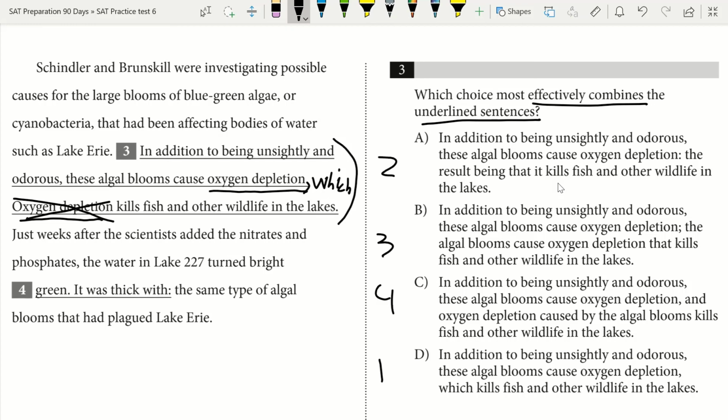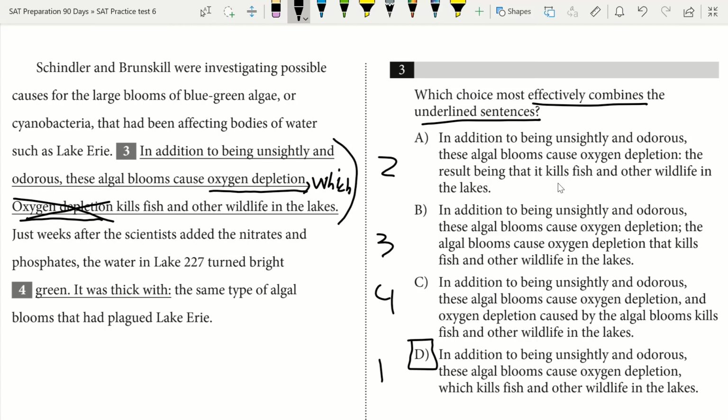Keep in mind, if answer choice D is perfect when I read it first, I'm not going to read A through C until the end, when I go back and check my work after I've answered all my other questions, because otherwise I'm wasting time if I know D is going to be correct. So I'll read through D. We have, "In addition to being unsightly and odorous, these algal blooms cause oxygen depletion, which kills fish and other wildlife in the lakes." That's as concise and efficient as possible. It's also grammatically correct.